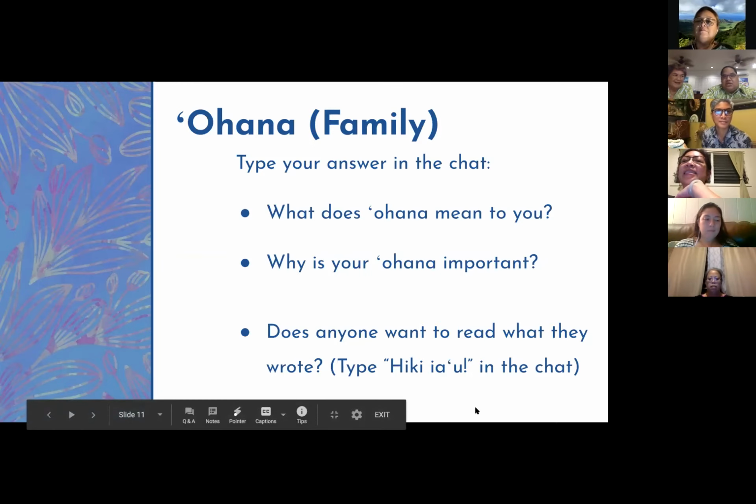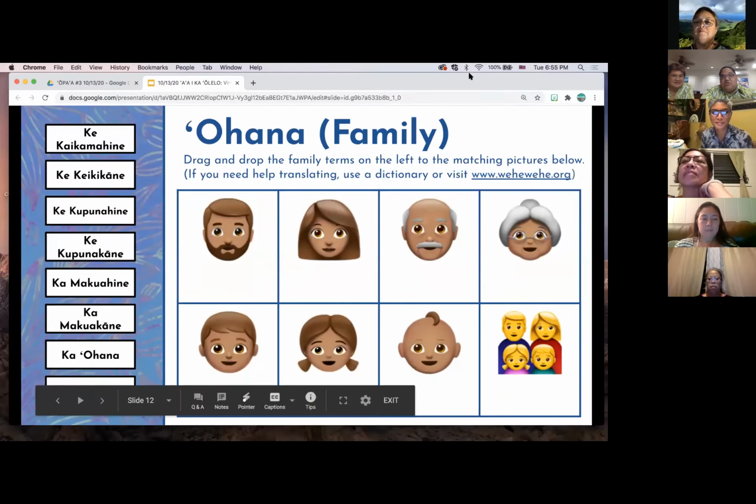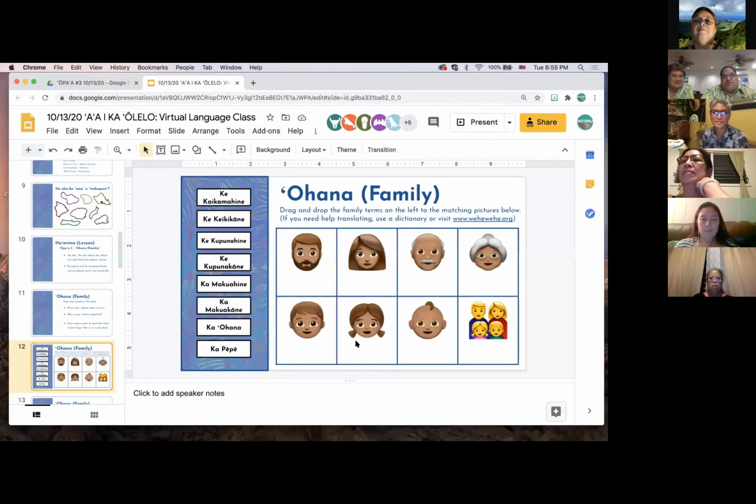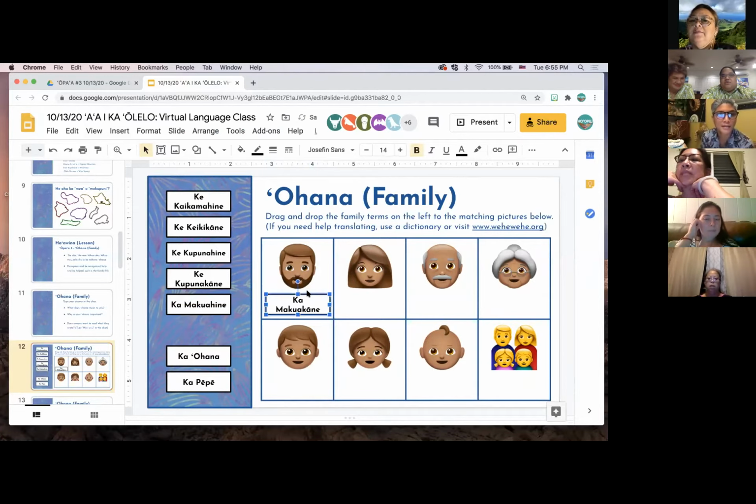Okay, so let's get into our haʻawina, our lesson. We're going to start off with our drag and drop for our terms. I use these emojis just because it's kind of a cool way to learn vocabulary instead of just this equals this. So let's try. Student comes in, Capri. What is this term that you see? Kamakua kane. Good. Kamakua kane. Okay. So that is your? That is my father.